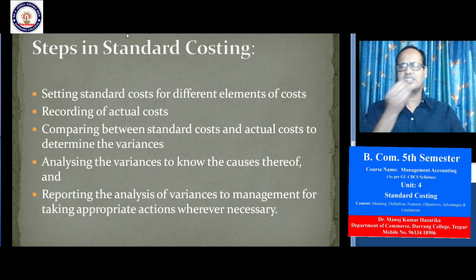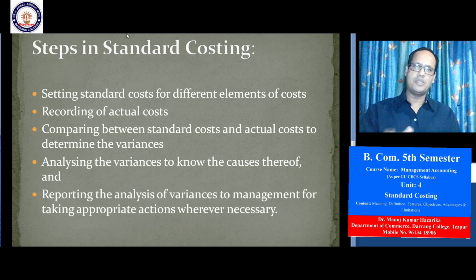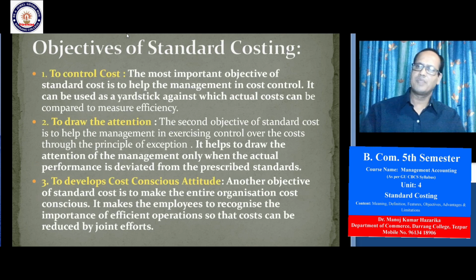There are various steps relating to standard costing. First, setting standard cost for different elements of cost, recording of actual cost, comparing standard cost and actual cost to determine the variances, then analyzing the variances to know the causes thereof, and finally reporting the analysis of variances to the management for taking appropriate action whenever necessary.